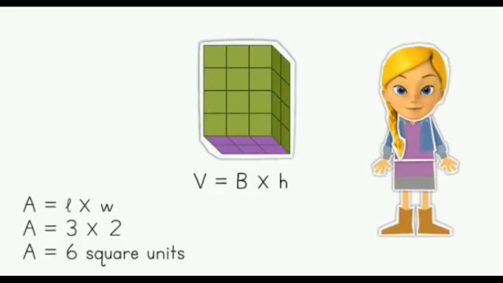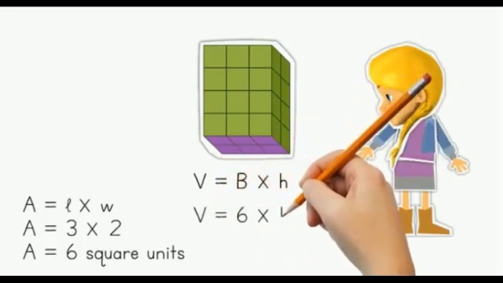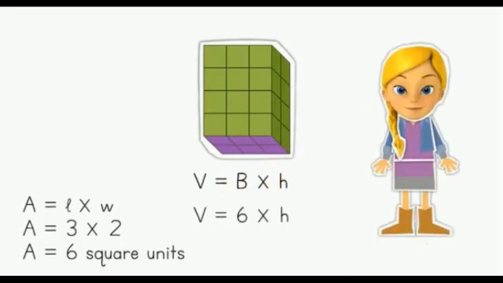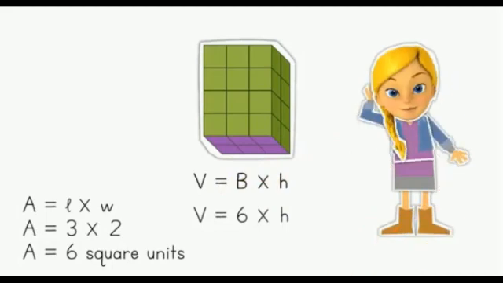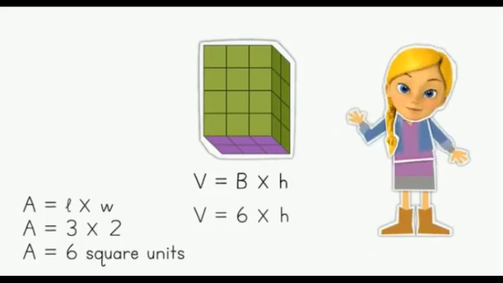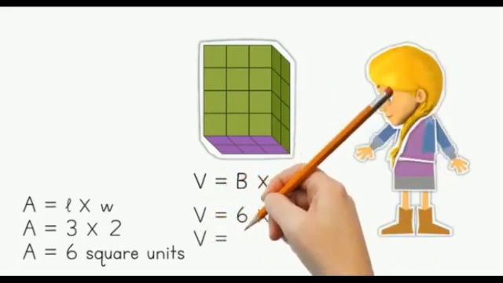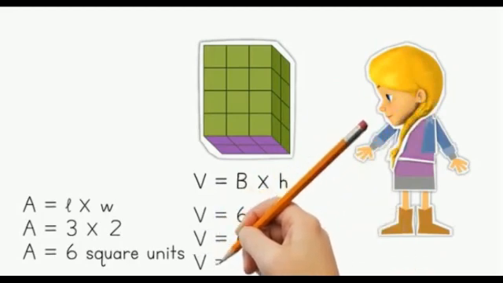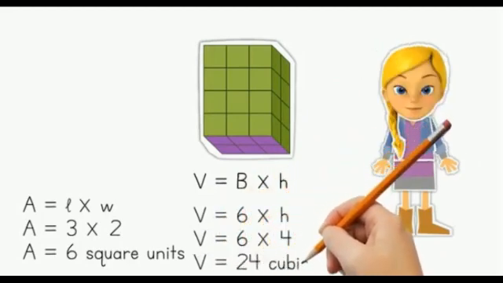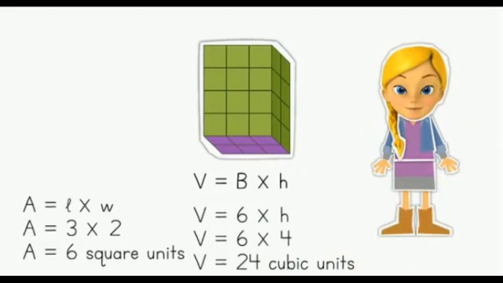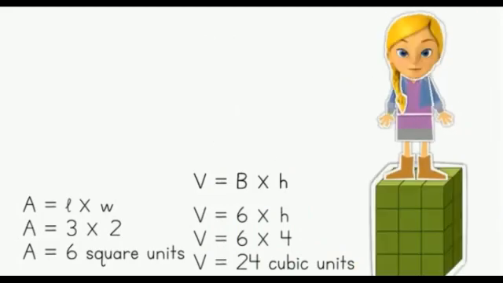Again, the formula for volume is V equals B times H. We know the value of B, but what about H? Well, H stands for height, so all we do is count up, like floors in a building. There are 4 floors. Right again, Emily. The height is 4. So the volume is 6 times 4, which equals 24 cubic units. So there are 24 unit cubes that make up this figure.